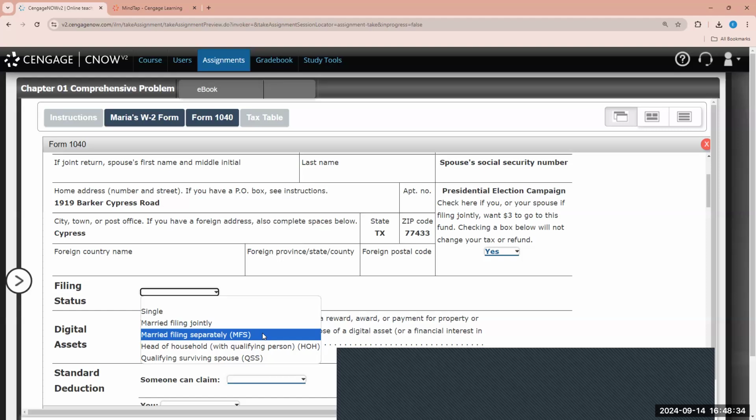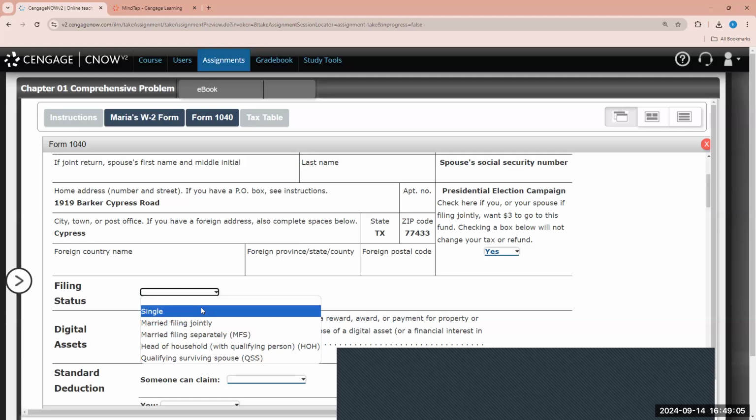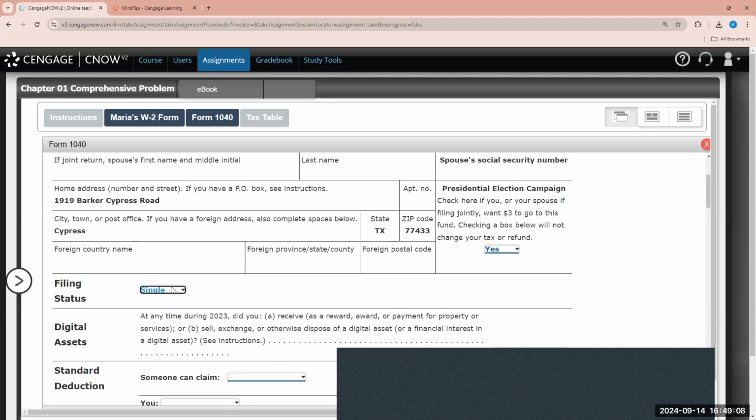Next, we have what's called head of household. This is essentially you are single and you have a qualifying dependent, whether it is a qualifying child or a qualifying relative. And then lastly, we have qualifying surviving spouse, aka qualifying widower. That essentially means that you were married, your spouse passed away, and you still have a dependent child. That allows you to have the same standard deduction and the same tax brackets as if you were still married, right? But one of the key things is that you need to have a dependent child. So in Maria's case, she is single.